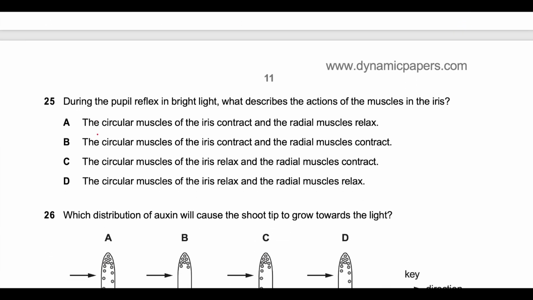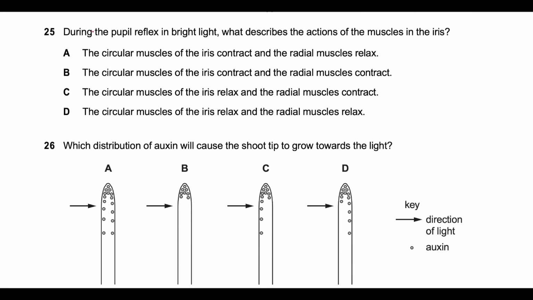Now question number 25. During the pupil reflex in bright light, what describes the actions of the muscles in the iris? Actually, we have the circular and the radial muscles. Let me show you the figure and explain it. Then we will come back to answer the question.